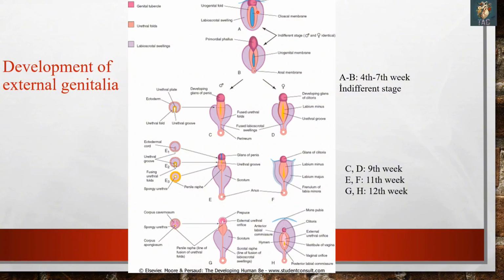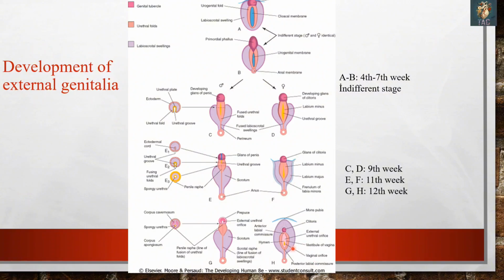This is present between the 4th to 7th week. Then in this condition, this is present at the 9th week of development. In female, you can see the smaller development of the genital tubercle. The urogenital groove is open, while in this case you can see elongation of the phallus. At the 11th week, you can see further development of the phallus forming the penile area, and in this case you can see the labia minora and labia majora are developing.